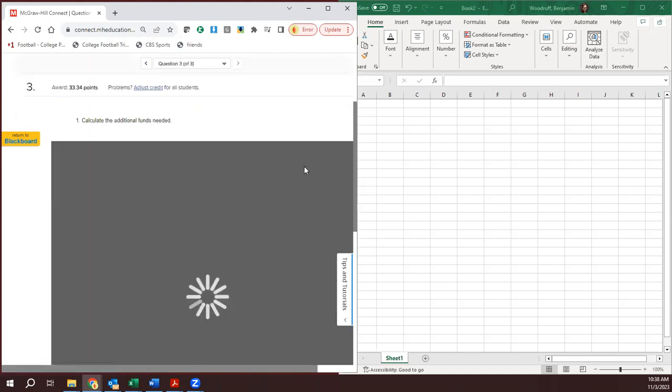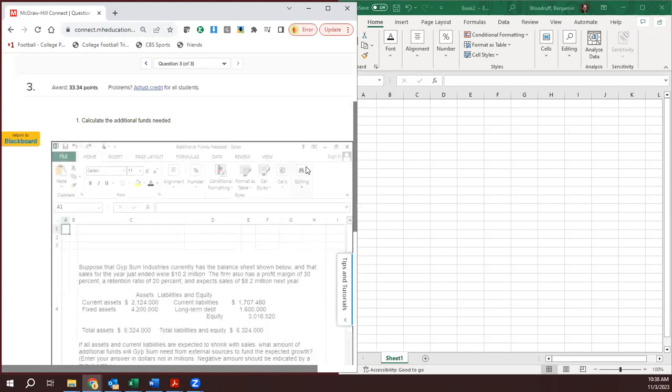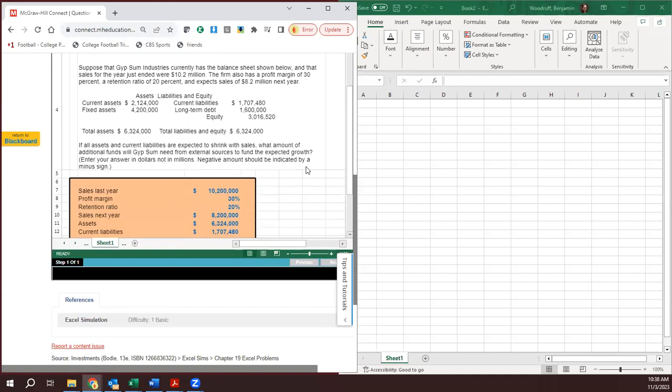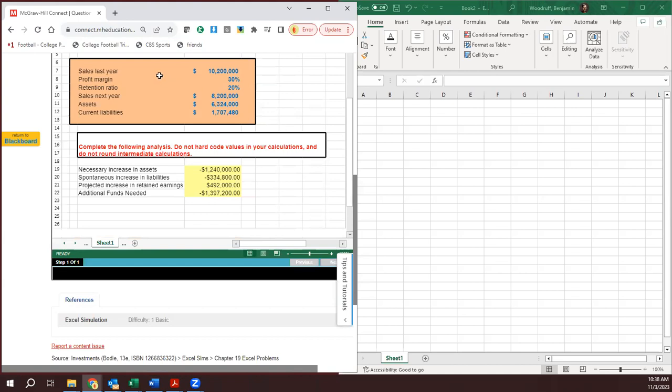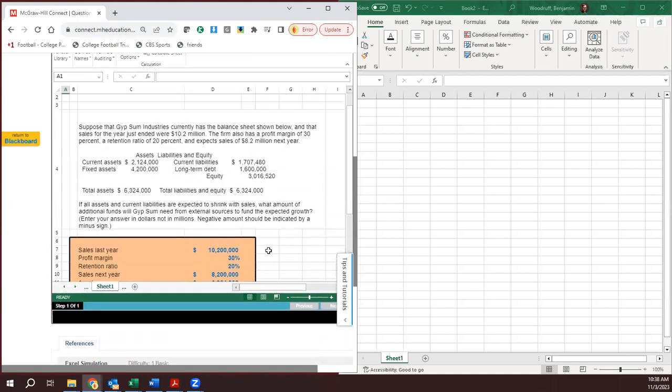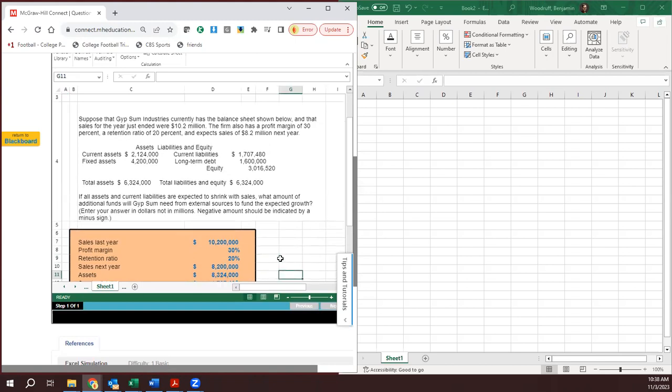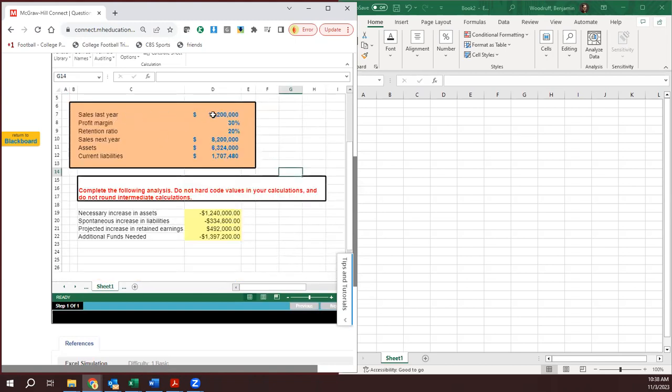And then for our third problem in these homeworks, they lay out a company with a story here. They tell us what the sales last year were. Let me scroll down so we can see this easier. Okay, so they tell me what the sales last year was. They tell me what my profit margin is. They tell me what my retention ratio is, or what percentage of the net income I retain versus pay out as a dividend. They tell me what sales will be next year. So I have last year's and next year's sales. They tell me what my total assets are. They tell me what my current liabilities are.